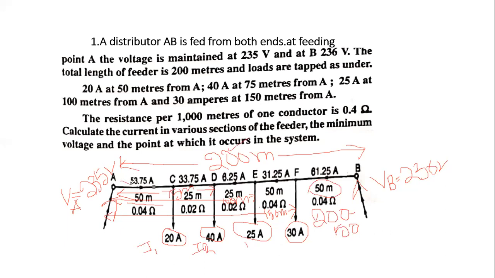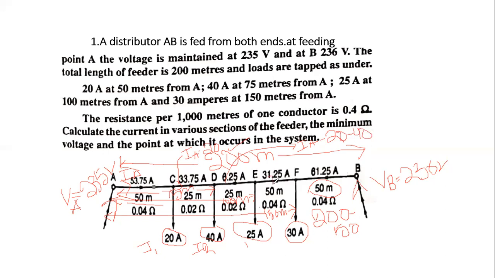Next, what is the current at section AC? That is IA. What is the current at section CD? IA minus 20 amperes. What is the current at DE? IA minus 20 minus 40.